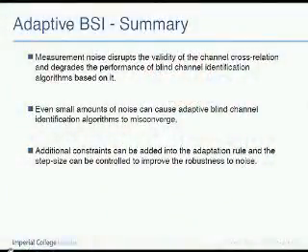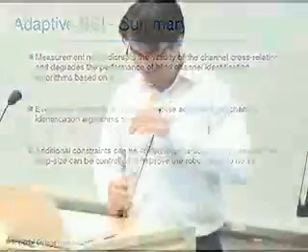To sum up this part of the talk: when you have some measurement noise, you disrupt this cross-relation error, and your performance degrades with these algorithms. However, if you impose some constraints based on additional information that you have, you can increase robustness to noise quite a bit.